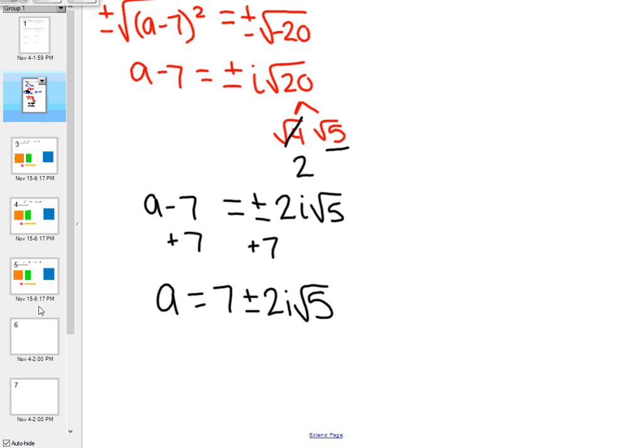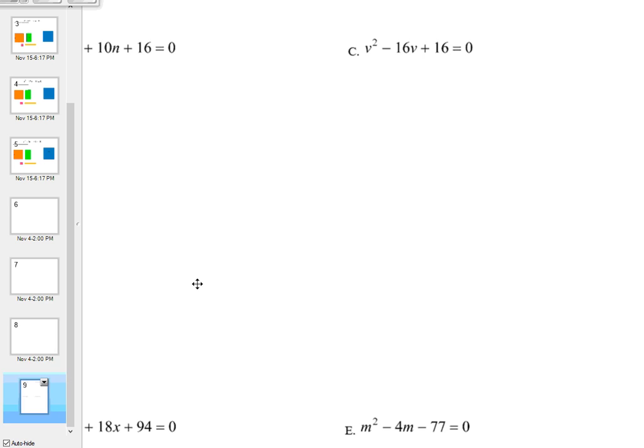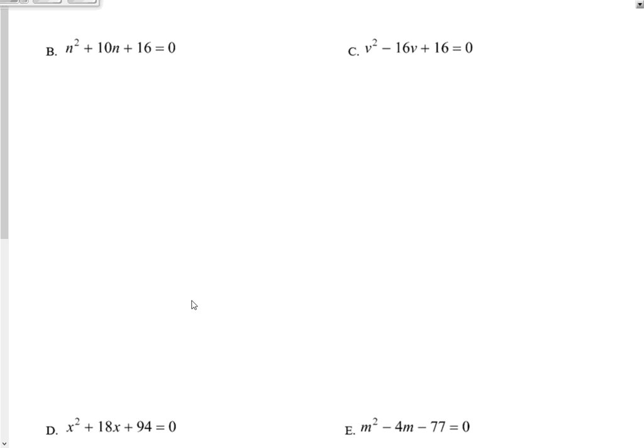If you flip to the back side of the notes, we have a couple more practice problems back there to go over. So if I start with b, the first thing I want to do is move that constant to the other side. So I'm going to subtract 16 from both sides. So I have n squared plus 10n, I'm going to leave a space here, equals negative 16.